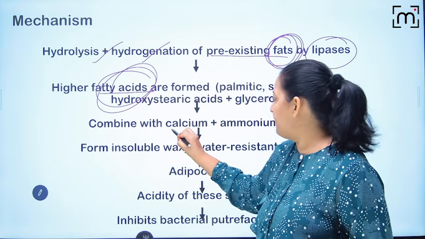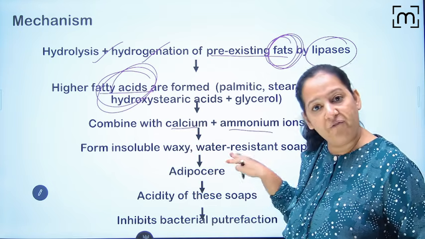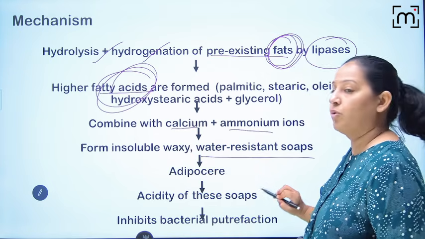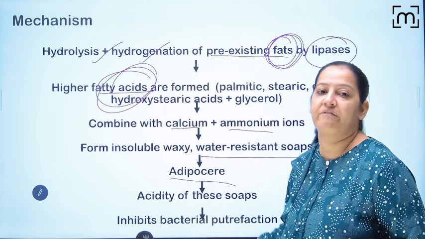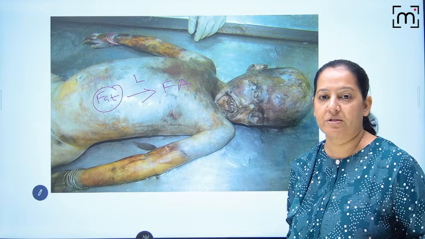Now, these fatty acids combine with calcium and ammonia ions and form soap, a water resistant soap, and that is known as adipocere. That inhibits putrefaction. So see the complete mechanism.